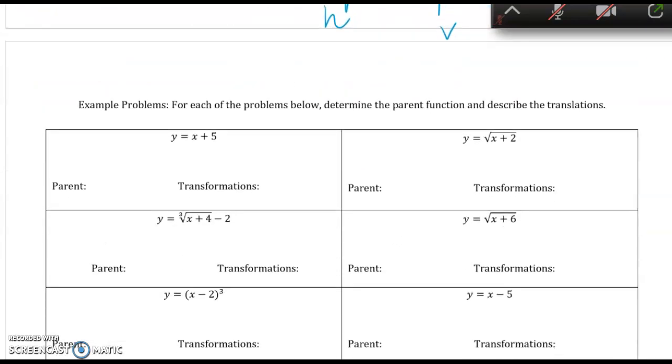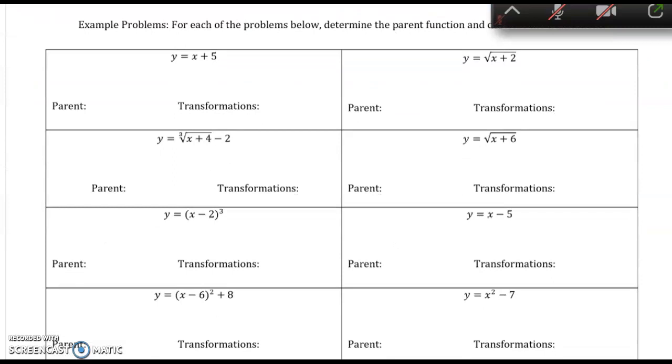So let's look at a couple of examples. First thing I'm going to do is think about what the parent functions are, which is basically, what does this look like without any fancy numbers? So this is going to be the cube root of x. This is going to be the square root of x. And you basically go through and say, if I take away all of my transformations, what is going to happen?